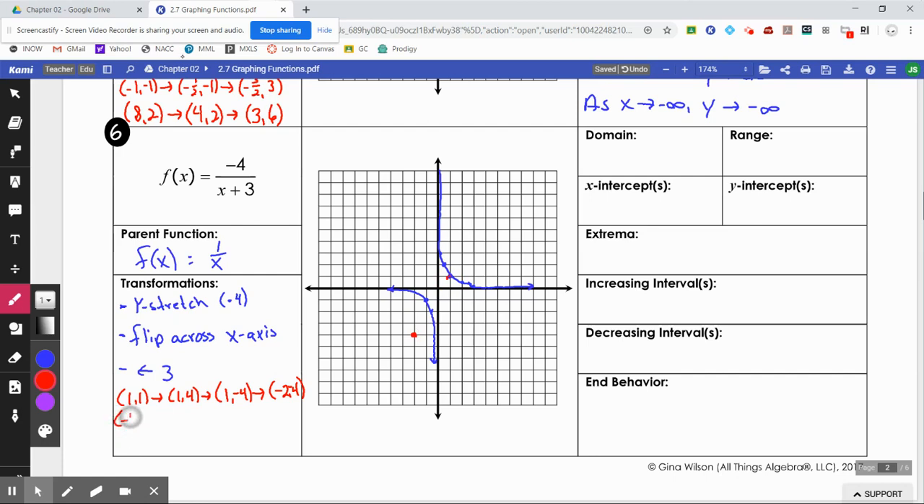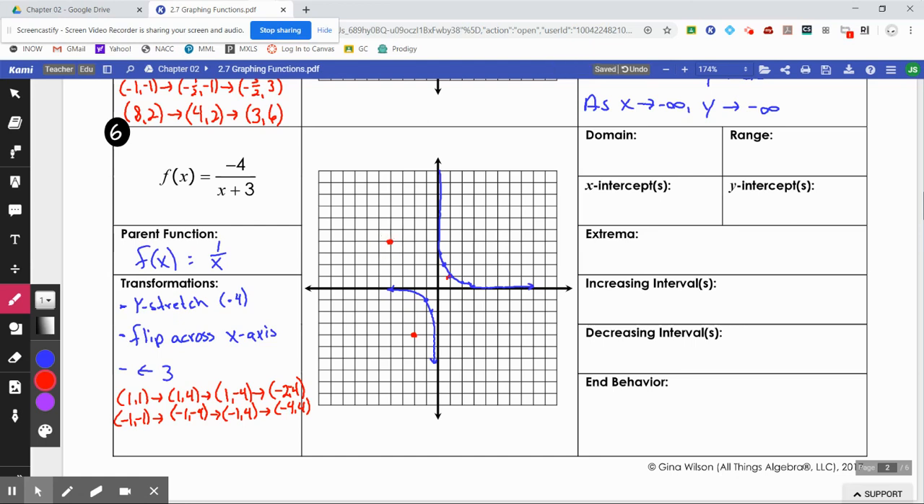Now let's try the point negative 1, negative 1, and I'll go through the steps for you. From negative 1, negative 1, it ended up at negative 4, positive 4. So there's those 2 points.